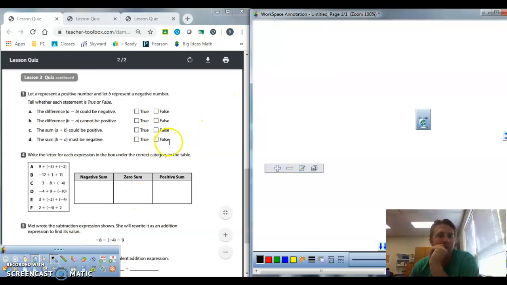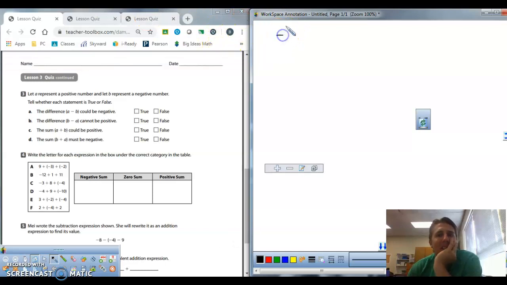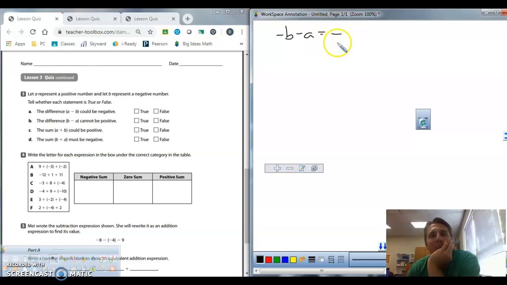The next one. The difference B minus A cannot be positive. Well, remember, B is a negative number, so we'll put negative B, minus A, which is always a positive number, so it'll just stay minus A. Well, a negative minus a positive is always going to be a bigger negative, right? Your answer will always be negative there.